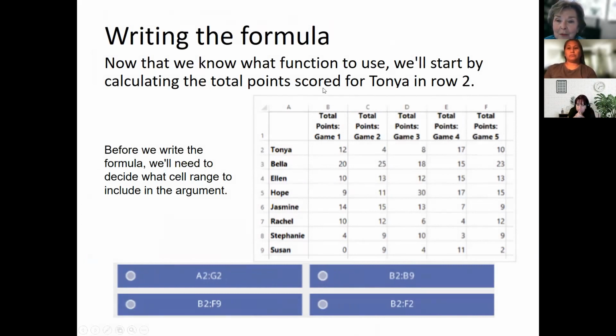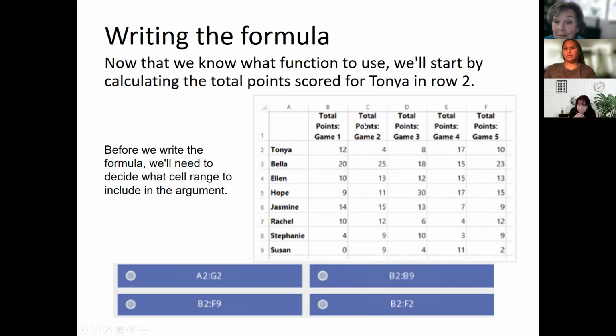So you calculate the total points scored for Tanya in row 2. And so you do need to get the sum of each of these down here. So that's another way. I could have summed them up to the right or underneath. So for Tanya, okay, she is summing them up across horizontally. So which formula gives you the results for Tanya? A2 through G2, B2 through F9, B2 through B9, B2 through F2.